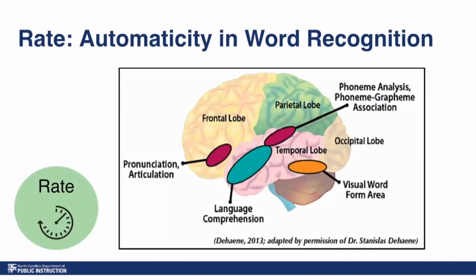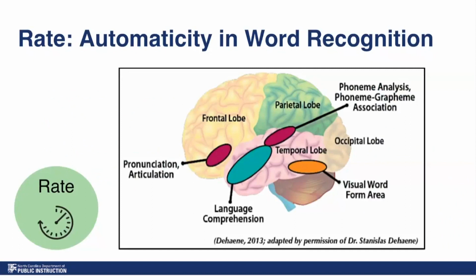So now let's talk about rate. Reading rate specifically refers to how quickly and accurately a reader reads a connected text. It's not just the speed that matters, but that accuracy as well. And conversational rate is reading at that pace that we speak. When you combine rate and accuracy, that's when automaticity is achieved.